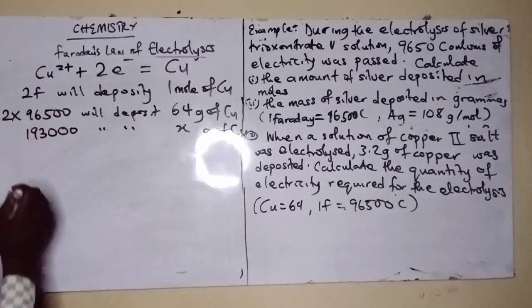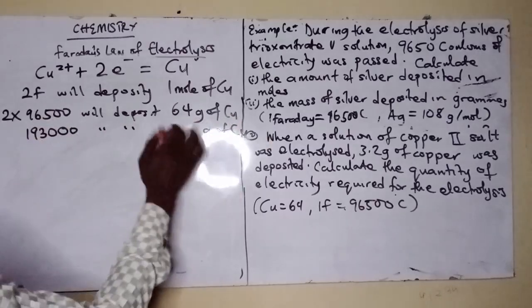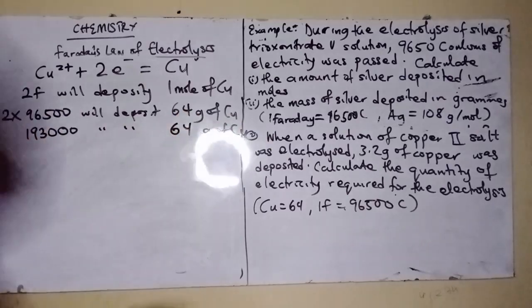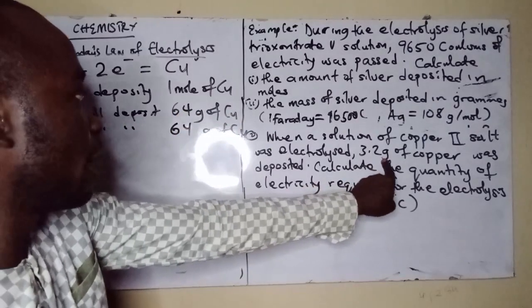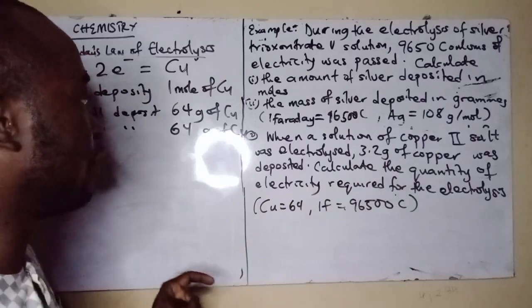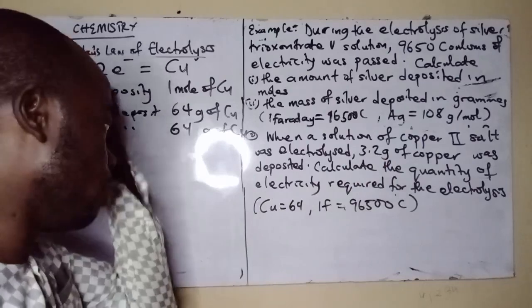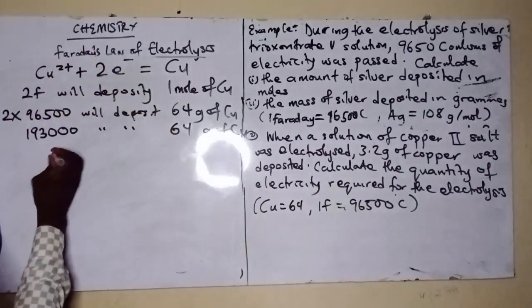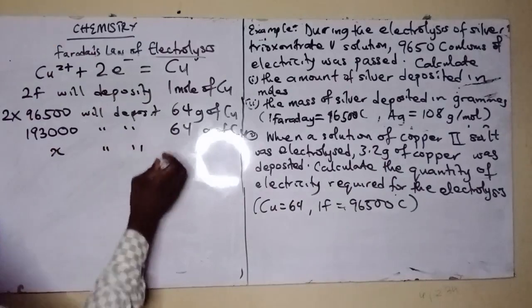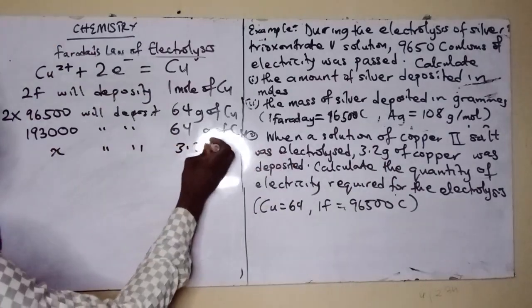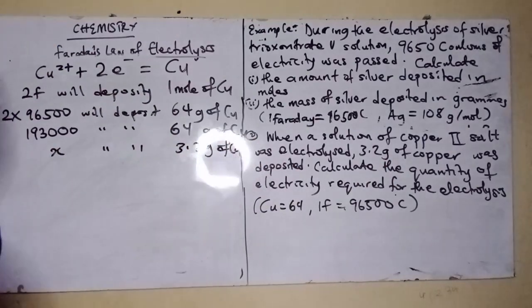So 64 grams of copper first. Now they say that 3.2 grams of copper. We don't know the number of Faraday that will be able to do that. So let's now say X Faraday will deposit 3.2 grams of copper. So let's quickly find that one out.